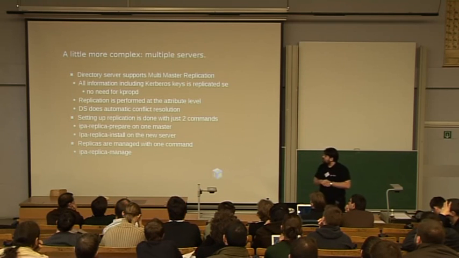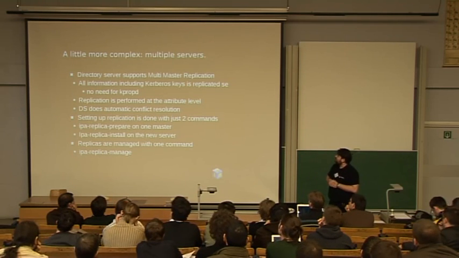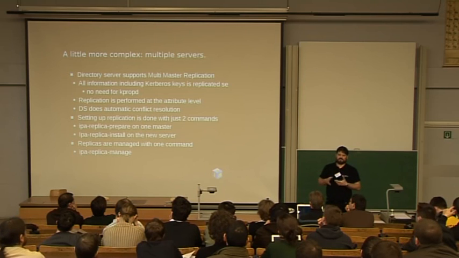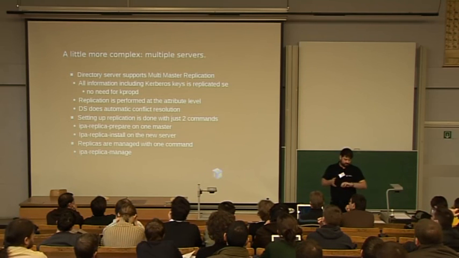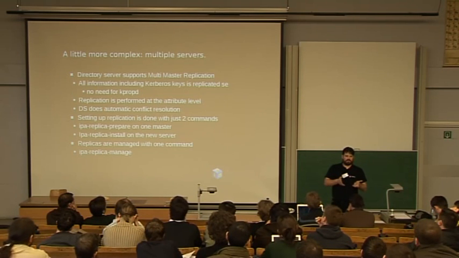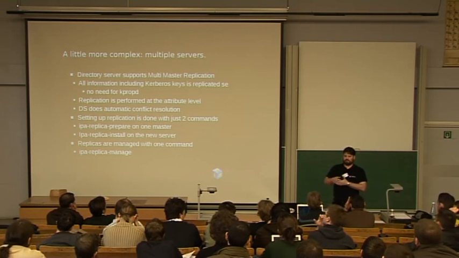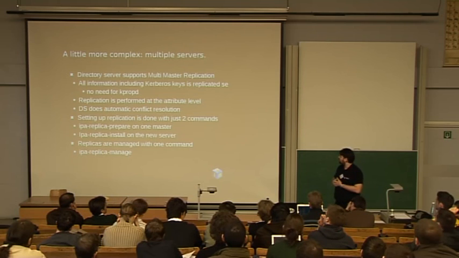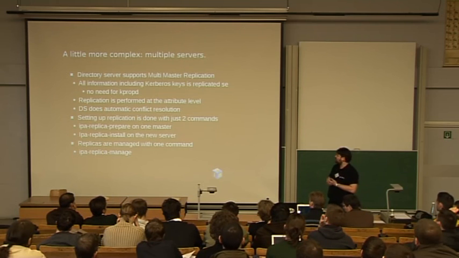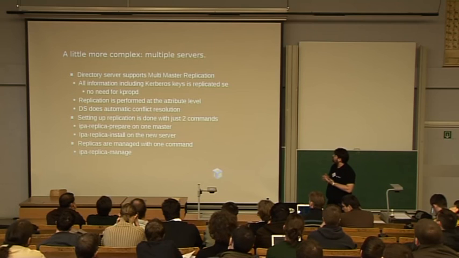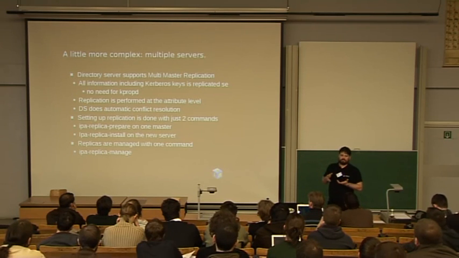The other thing we needed to add is multiple servers. As we said, one of the problems is a single point of failure. What happens if my server has a hardware failure? If it goes down, the whole organization can't work because my users cannot authenticate. And that's also one of the reasons we chose Directory Server instead of something like OpenLDAP.